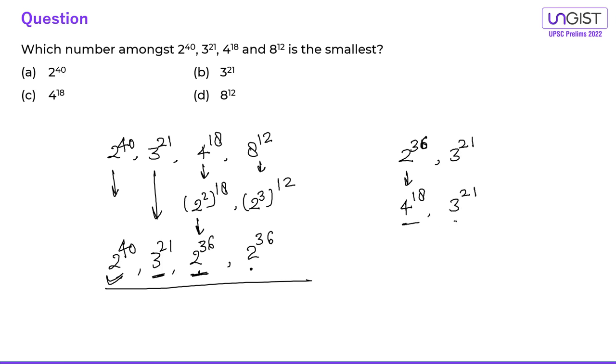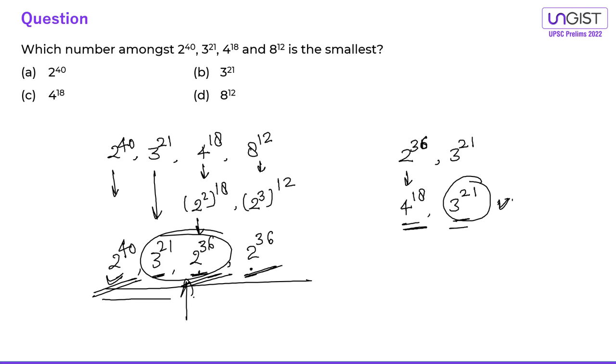So guys, if we compare these two numbers, obviously this number will be smaller, 3 raised to the power 21. Fine. So 3 raised to the power 21 will be smaller. So obviously among these three numbers, 2 raised to the power 36 is smaller, and among these two numbers, 3 raised to the power 21 is smaller. So we can say in all these four numbers, 3 raised to the power 21 is smallest among them. Fine. It is B option, the correct choice. All right, everyone, fine. Okay, now let's move to the next question.